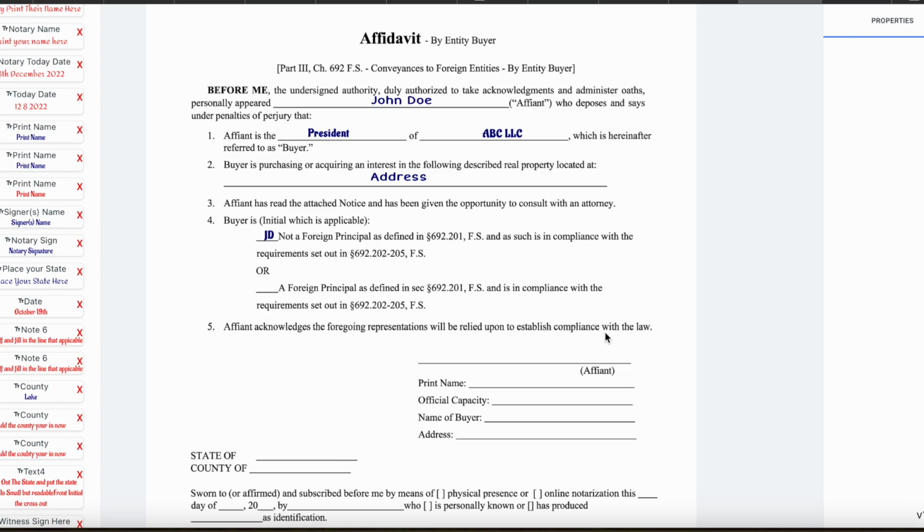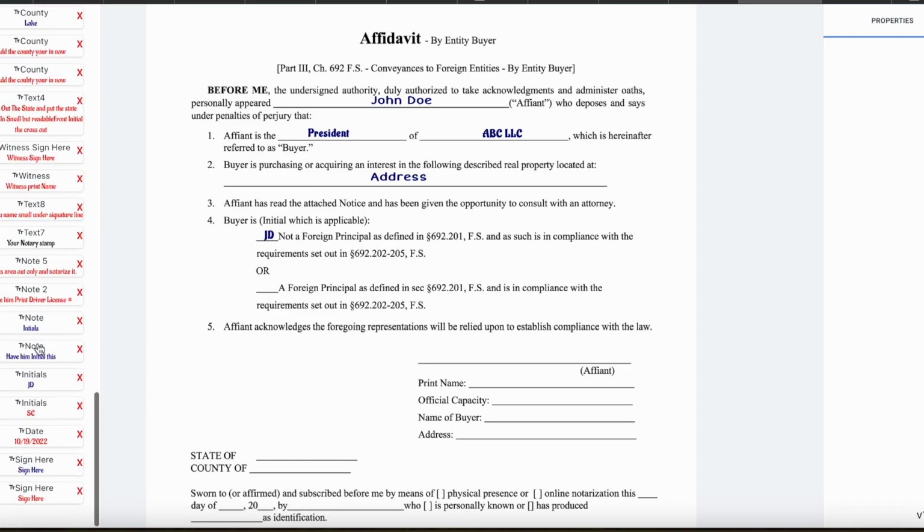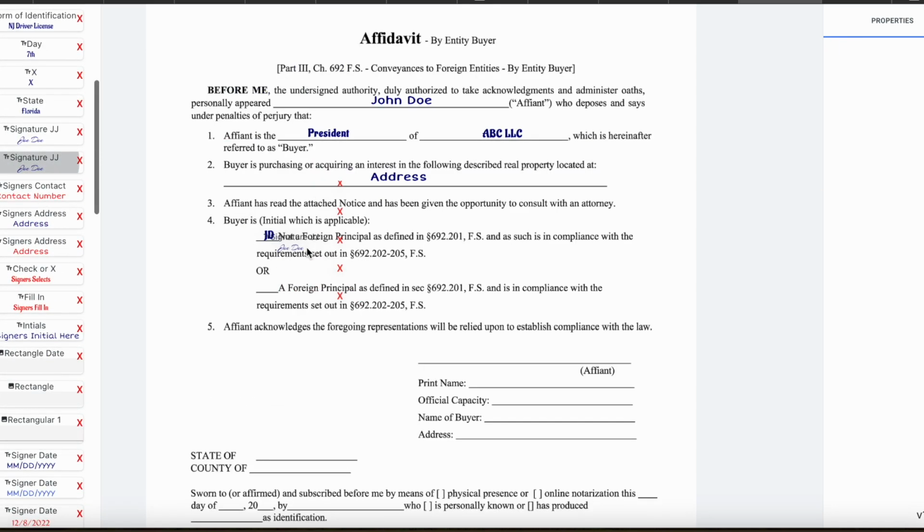So you basically just tell them this is your affidavit by entity of buyer, saying that you are in what role to this company and that this is the property that you're purchasing, whether you're a foreign entity or not, and you're saying that information in the document is true. So you're going to go ahead and sign. There we go, John Doe's signature.